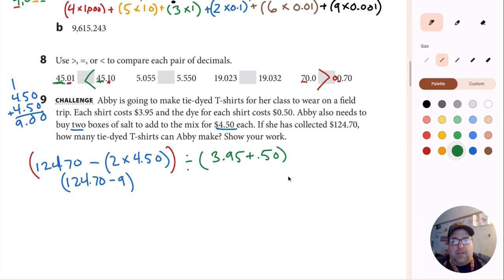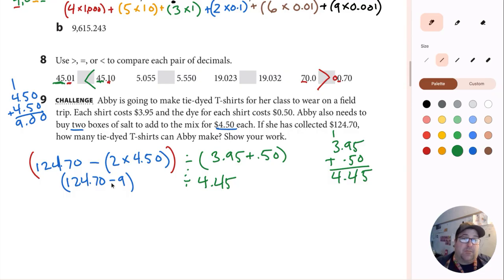Okay. And then how much is each shirt going to actually cost? Well, we said it was $3.95 plus 50 cents for the dye. So we got a 5, 14, $4.45. Okay, so we're getting somewhere.